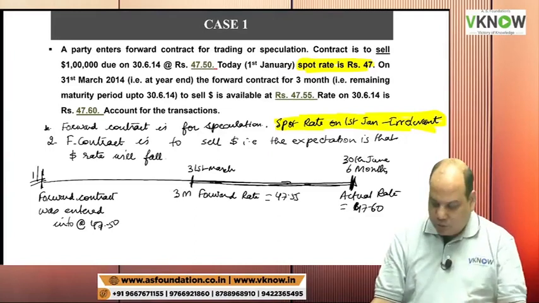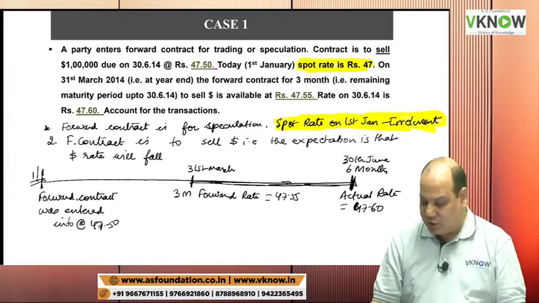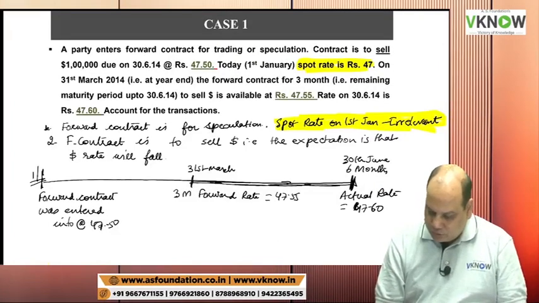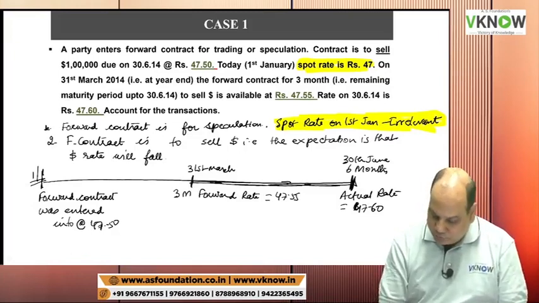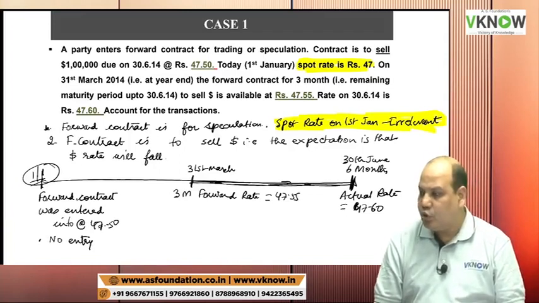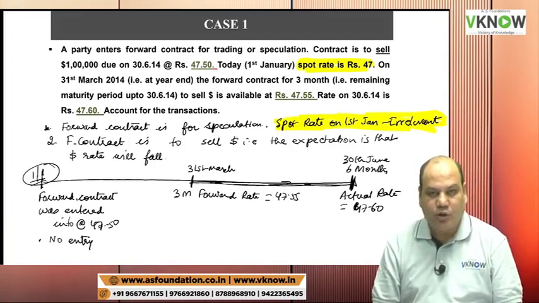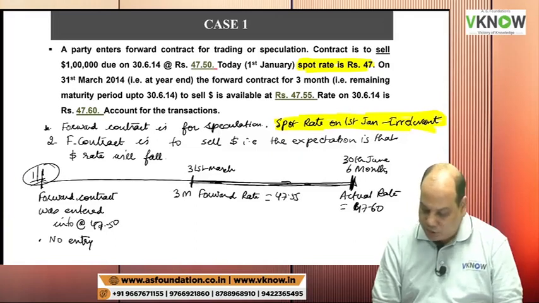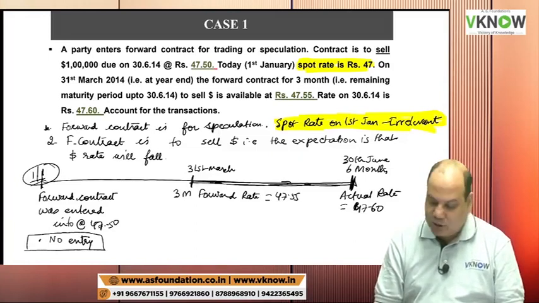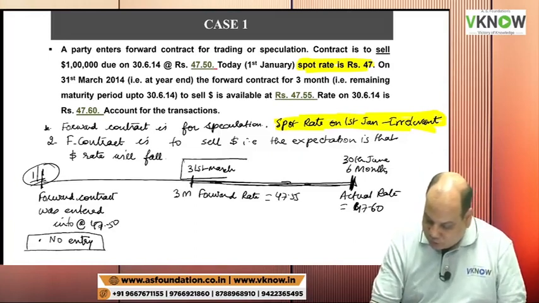Okay. So I am going to now pass journal entries. First entry, I think it is written in your book also. On 1st January, look into your book. No entry. As per AS-11, no treatment for the difference between spot rate and forward rate if it is for speculation. Tick mark in your book, no entry. Answer is printed.